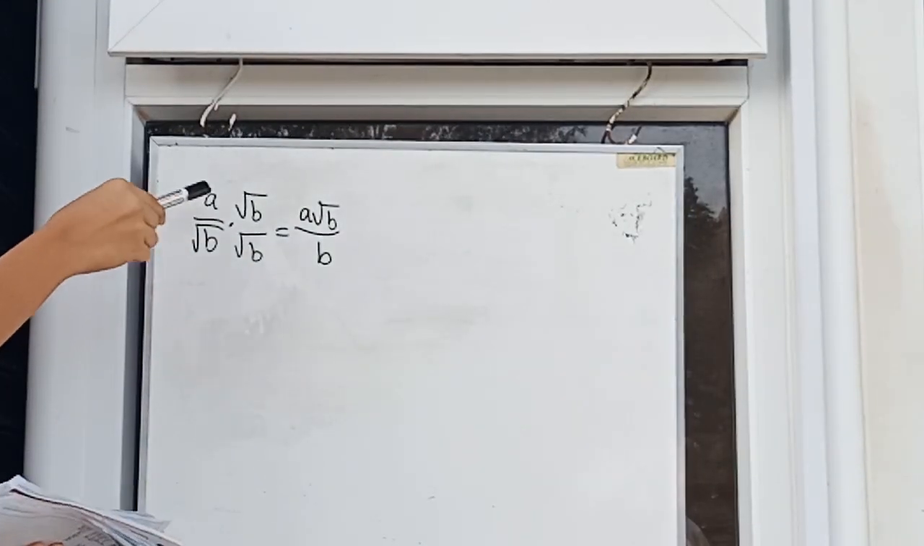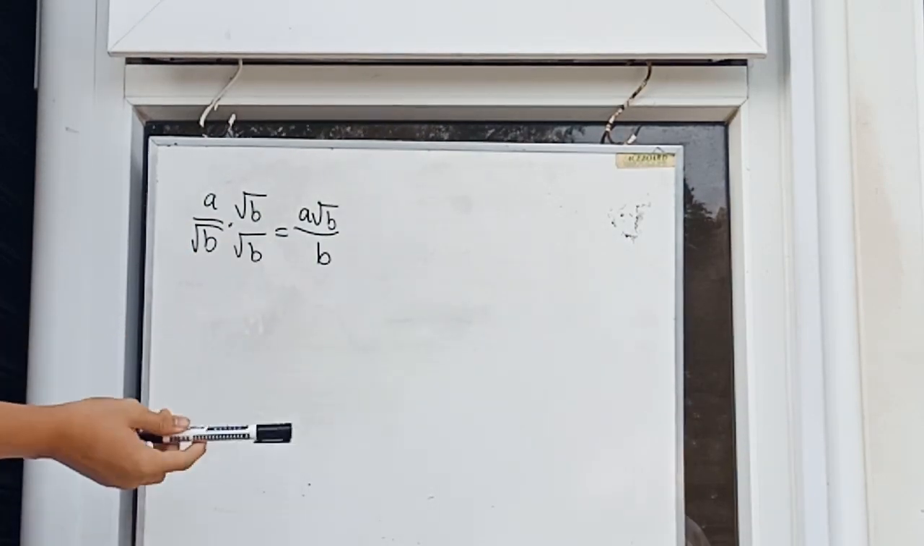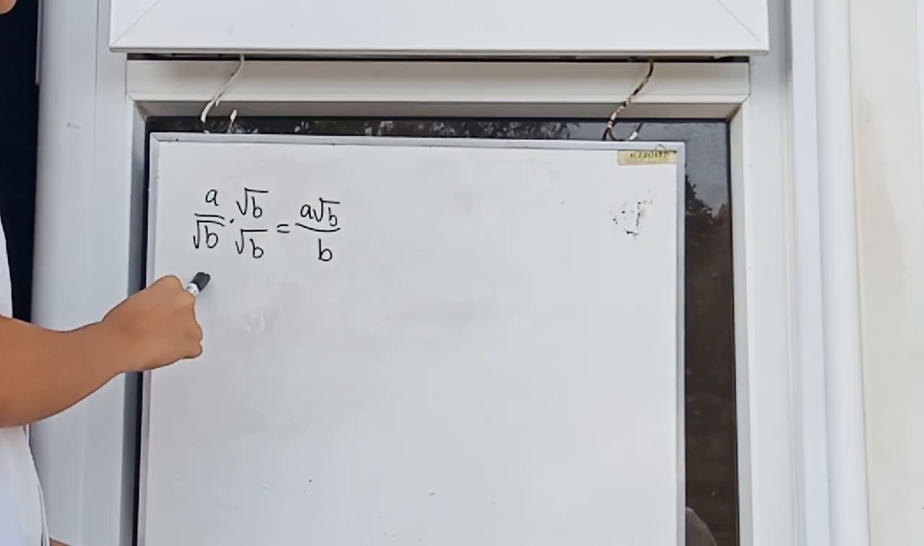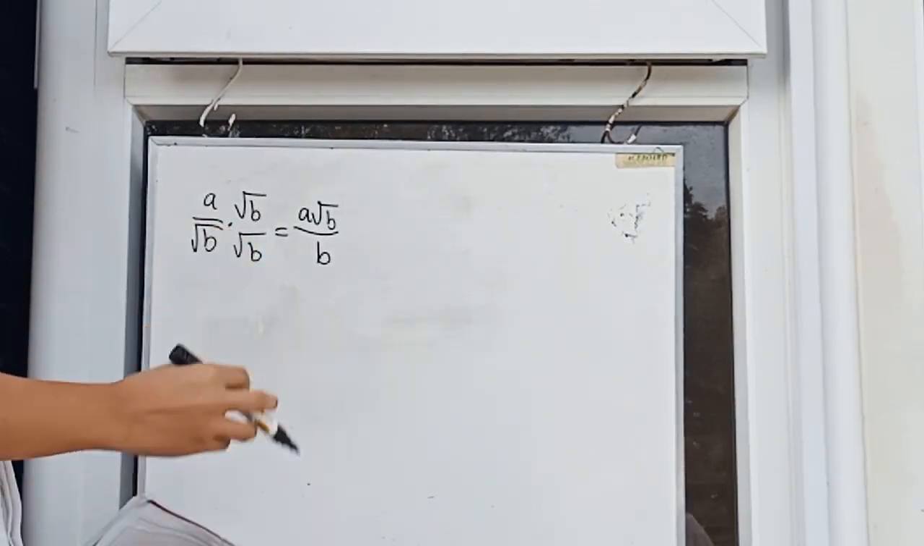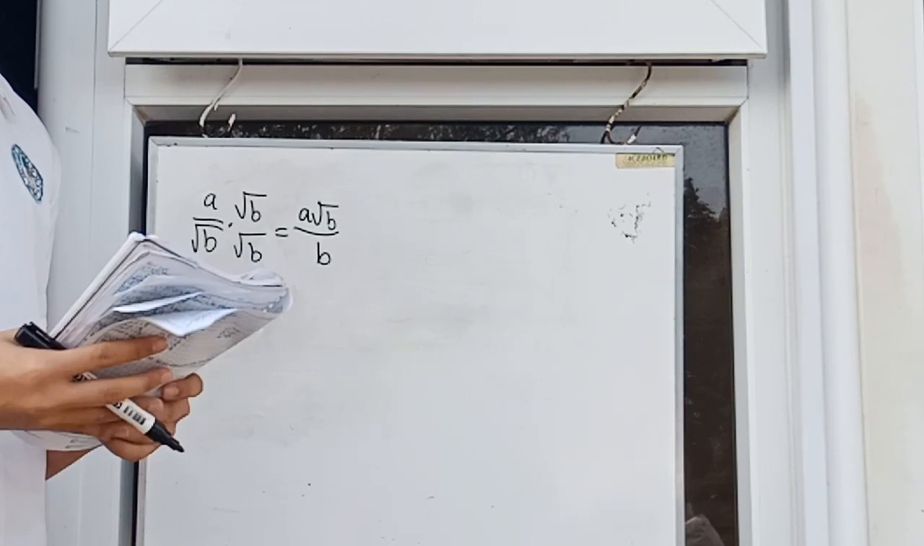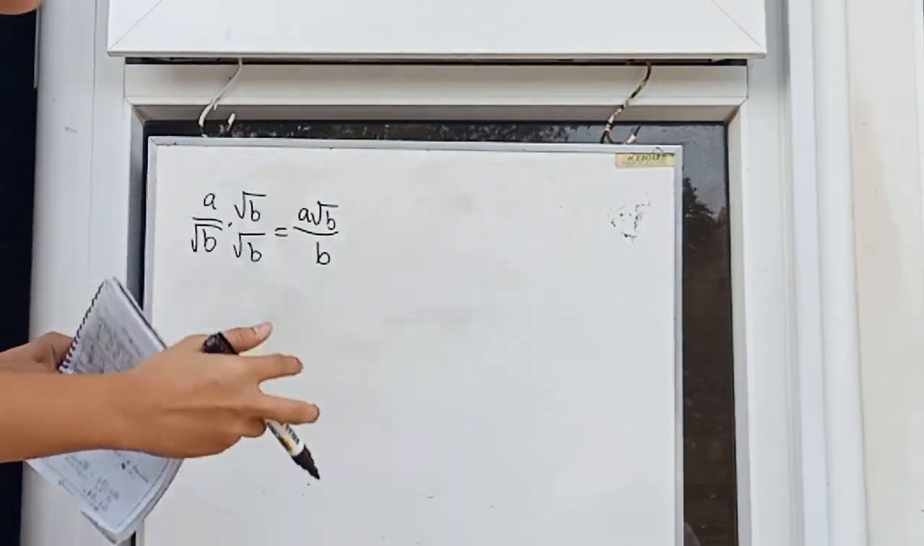If you multiply a by square root of b, it's obviously going to be a square root of b. If you multiply square root of b by square root of b, it would be b, which will cancel the radical. So let's give you a proper example.